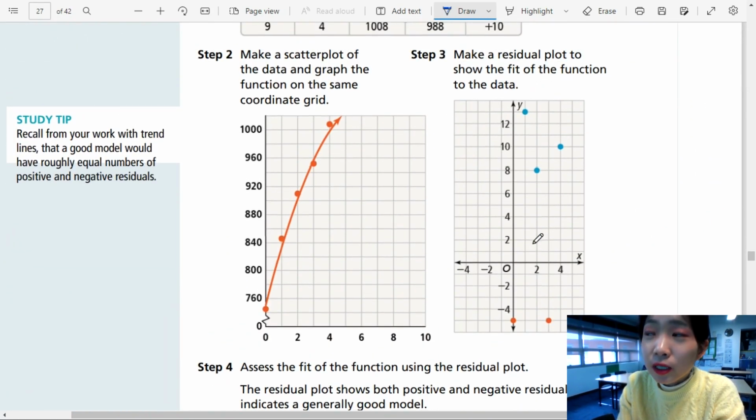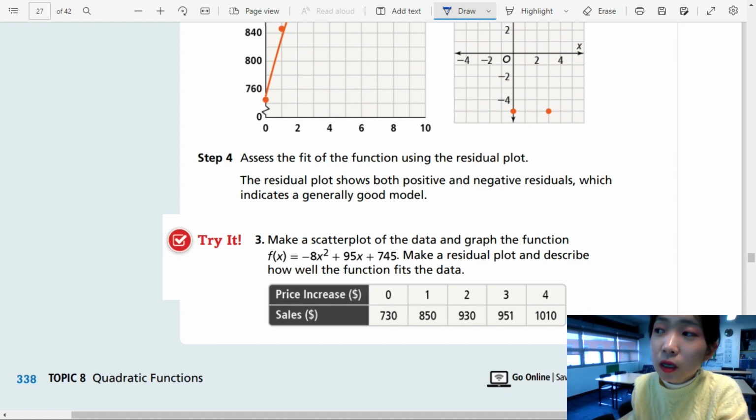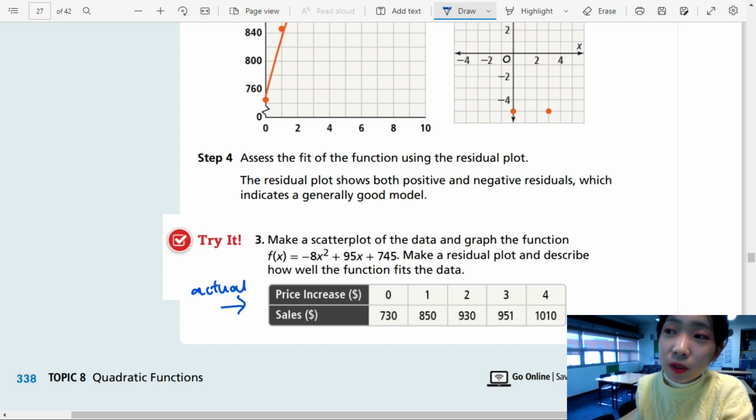So you're going to look at the residual. Let's look at try number 3. Make a scatter plot of the data and graph the function. You're going to make the residual plot and describe how well the function fits the data. This is the actual sales, okay? And then you're going to graph this function and see how well it makes the prediction. So see if you can follow example 3 and figure out the residuals by yourself and come back when you're ready for answers.